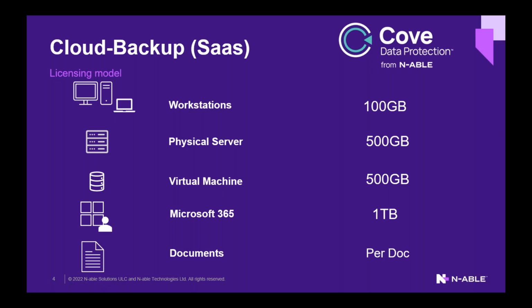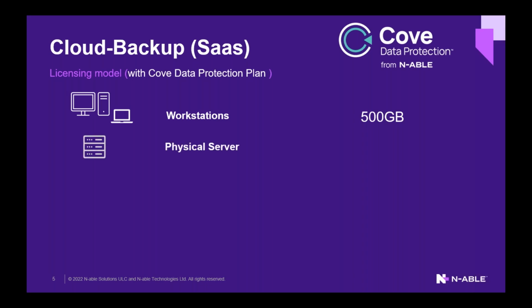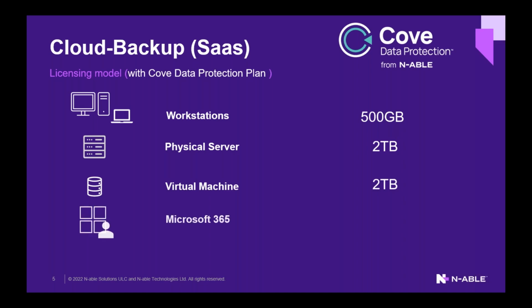And after that, I can give you guys more information. All right. So the past capacities were the capacities when you are a regular customer, but if you decide to go for the Cove Data Protection plan, which is a monthly fee, you will get more capacity for every license that you are going to cover. So more capacity and also a lower price for every workload that you would like to cover.